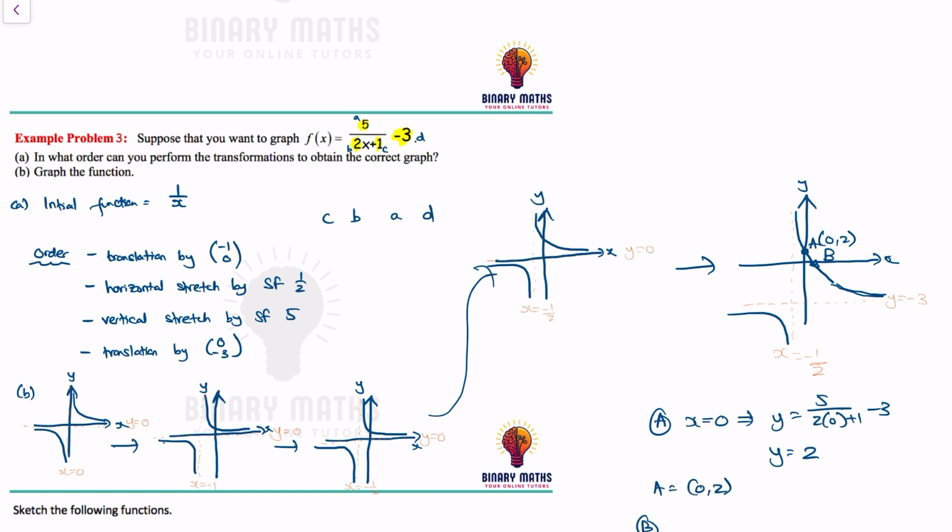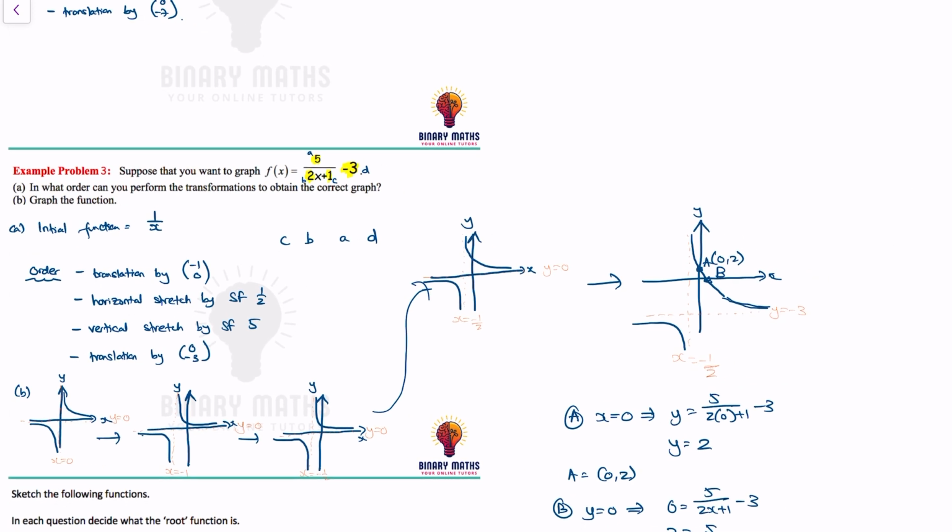For B, what we do know is y is equal to 0, which implies 0 is equal to 5 over 2x plus 1, minus 3, which means if I rearrange it, 3 is equal to 5 over 2x plus 1, which means 5 over 3 is equal to 2x plus 1. Take away 1, I get 2 over 3 is equal to 2x. So x is equal to a third. So B is equal to (1/3, 0).